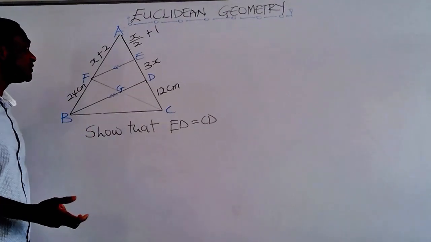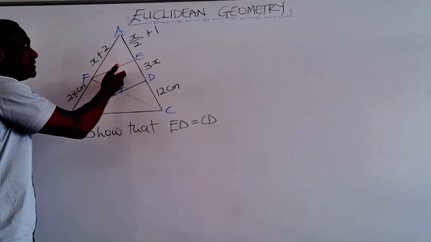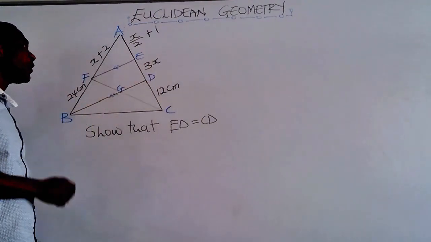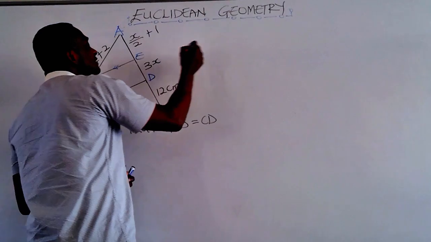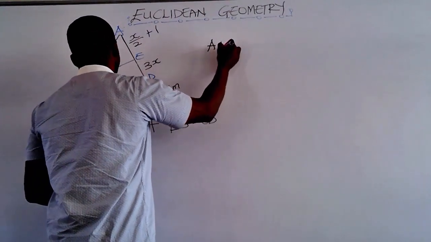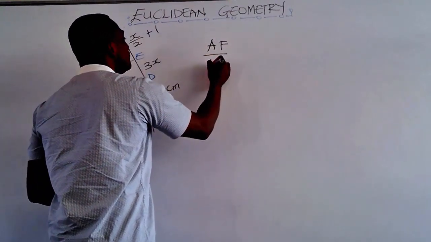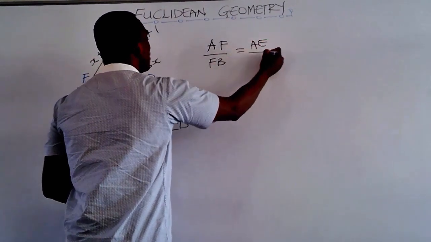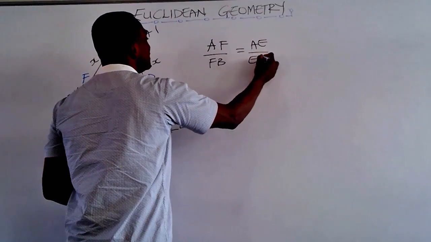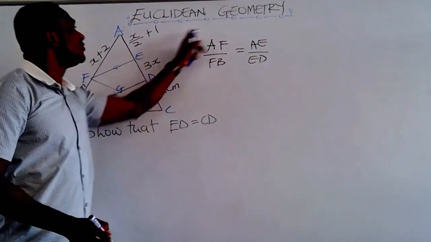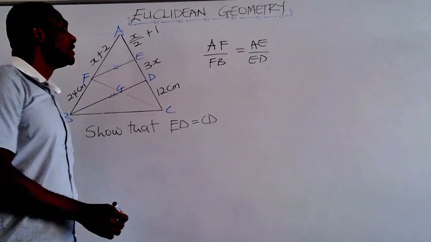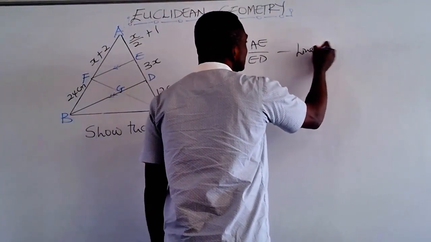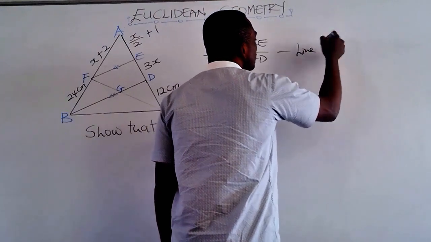And the proportionality theorem says that the line divides them proportionally. What do we mean by proportionally? What we mean here is that AF all over FB will be equal to AE all over ED. That is, AF will be equal to AE, FB will be equal to this, and our reason is line parallel to one side divides the sides proportionally.